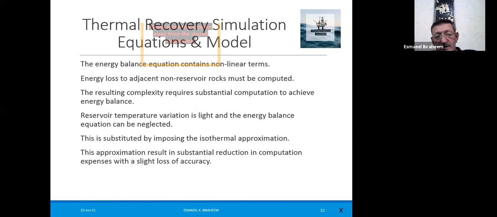This is substituted by imposing the isothermal approximation, the K factor, as you all may know. This approximation results in substantial reduction in computation expenses with a slight loss of accuracy. I mentioned the thermal recovery simulation equations and model here because this approximation results in substantial reduction in computation expenses with a slight loss of accuracy.